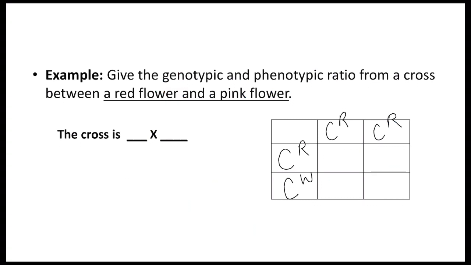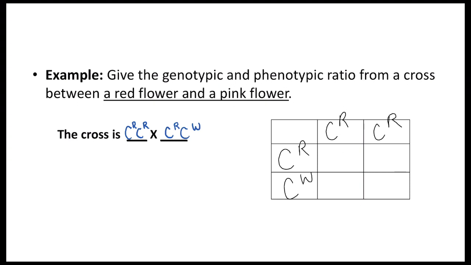Okay, second example, give the genotypic and phenotypic ratio from a cross between a red flower and a pink flower. So our red flower is CR CR, and our pink flower is CR CW.